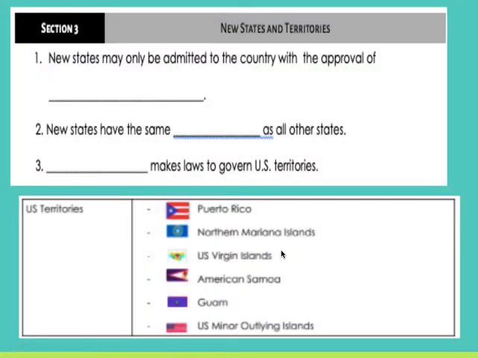Okay. The next part is about new states and territories. In other words, the Founding Fathers wanted to set out a procedure for admitting new states to the Union. Thinking back to the Articles of Confederation simulation, remember, they needed all states to approve in order to actually allow this to happen, to have new states. So, new states may only be admitted to the country with the approval of Congress. New states have the same rights as all other states. They don't have to earn their place. They get the same constitutional rights.